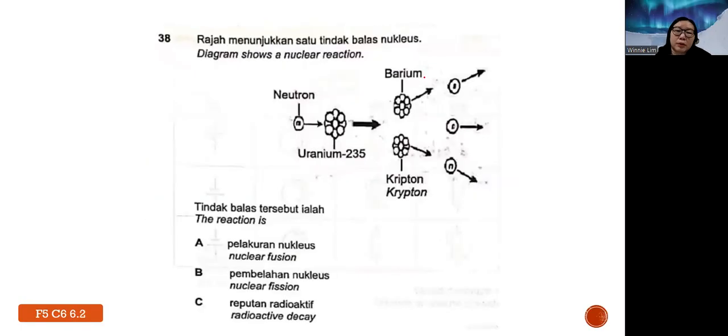38. The diagram shows a nuclear reaction. What does this reaction refer to? So you bombard a neutron onto a uranium, and then you cause a splitting. The splitting of a heavy nucleus into lighter nuclides is called nuclear fission. Fission is different from fusion, which is combining.